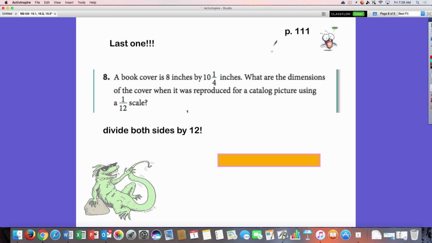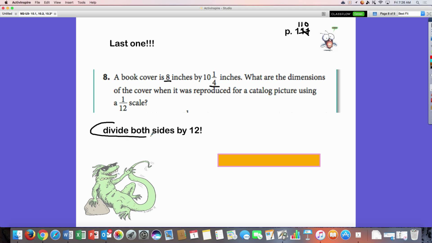Hey, Fly Guy. I'm on page 111. Actually, I'm on page 110. Don't be confused. I was so excited about the Bears, I made a mistake. A book cover is 8 inches by 10 1/4 inches. What are the dimensions of the cover when it's reproduced for 1/12 scale?